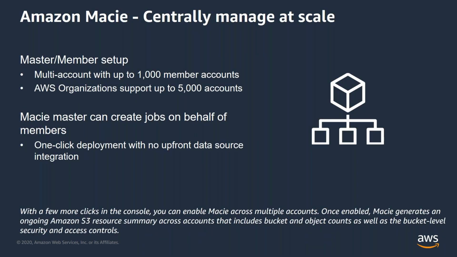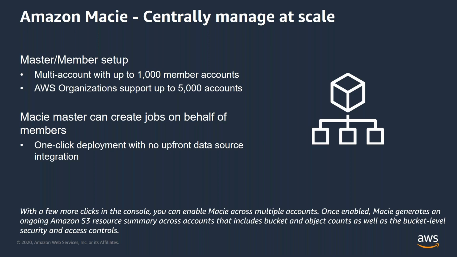When it comes to onboarding and management, one of the key features that we've enabled in this service is to allow customers to easily scale the service across multiple AWS accounts. Macie supports a multi-account setup with up to 1,000 member accounts, so customers can use the features of delegation to set up multiple member accounts. Or if customers are leveraging one of the built-in features of AWS Organizations that uses the master member architecture in AWS services, customers can scale this service very easily with a few clicks up to 5,000 accounts.